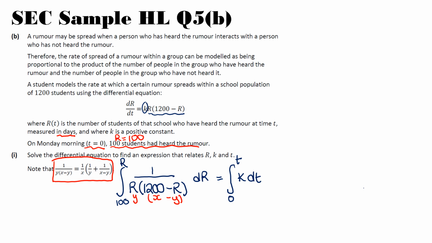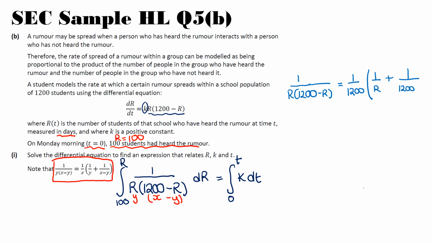So let's move over here to the side. So we have 1 over R times 1200 minus R, and that can be broken into 1 over x, where x is 1200, times 1 over y, where that is R, plus 1 over x minus y.